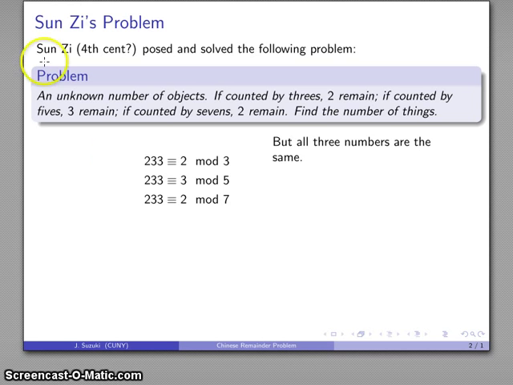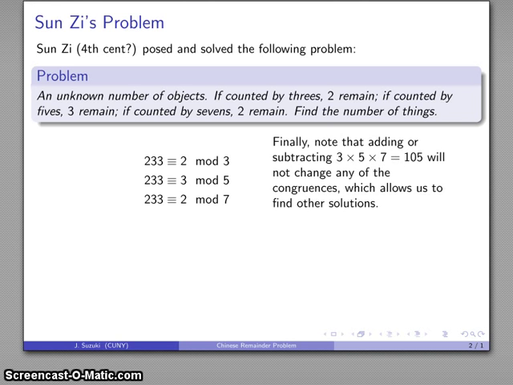And so there I have it. I have a number that's congruent to 2 mod 3, and also congruent to 3 mod 5, and also congruent to 2 mod 7. Now I can go one step farther here.